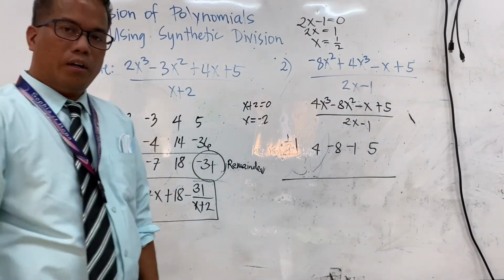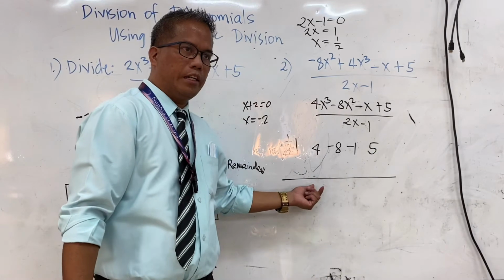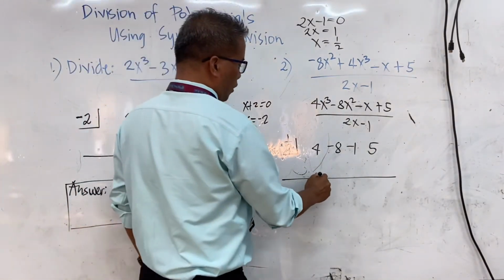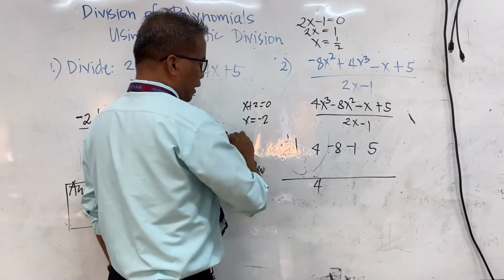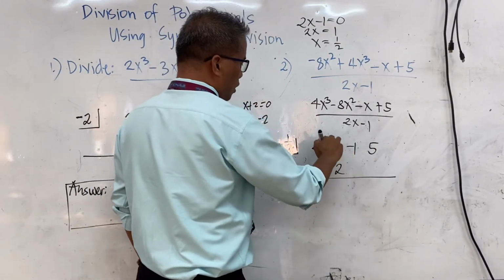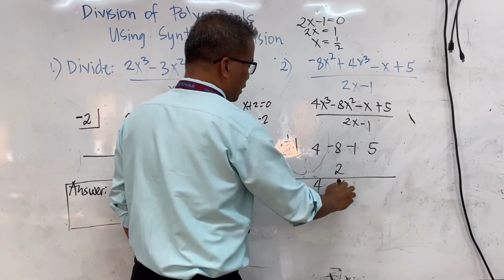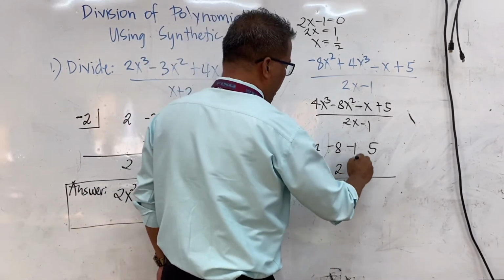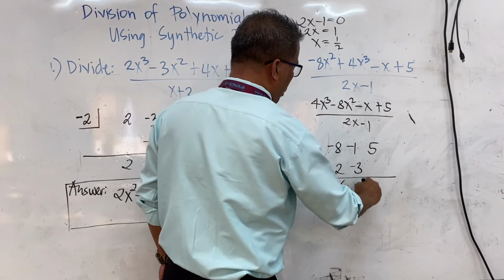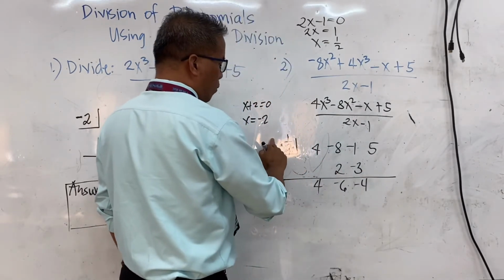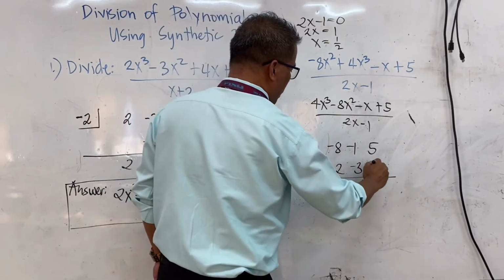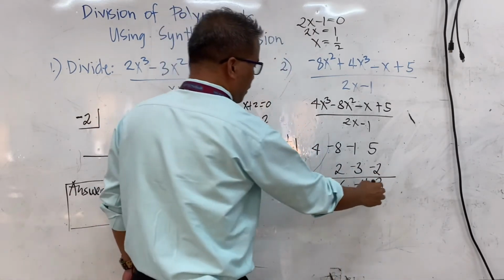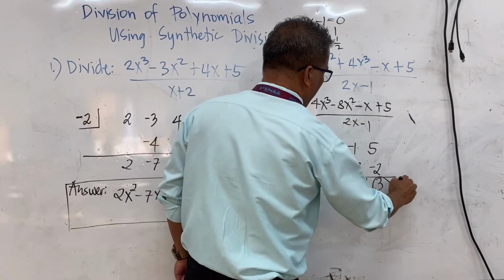Okay, let us now start the division process. First, bring down 4. 4 times 1/2 equals 2. Add, so we have negative 6. Multiply negative 6 times 1/2 equals negative 3. Then add, we have negative 4. Multiply, we have negative 2. Then add, we have positive 3. So this is again your remainder.